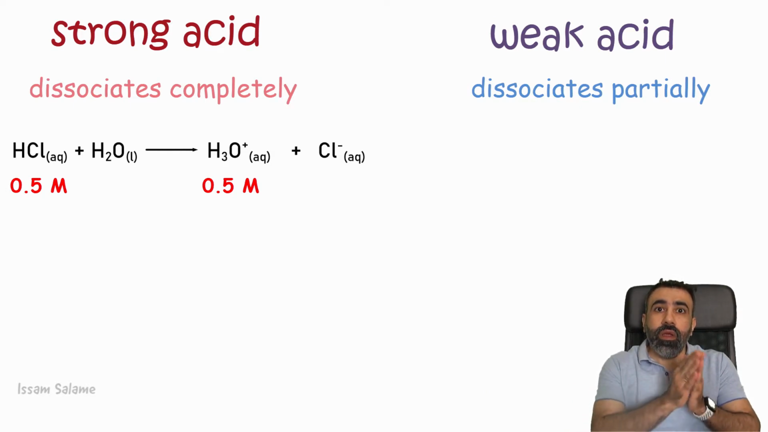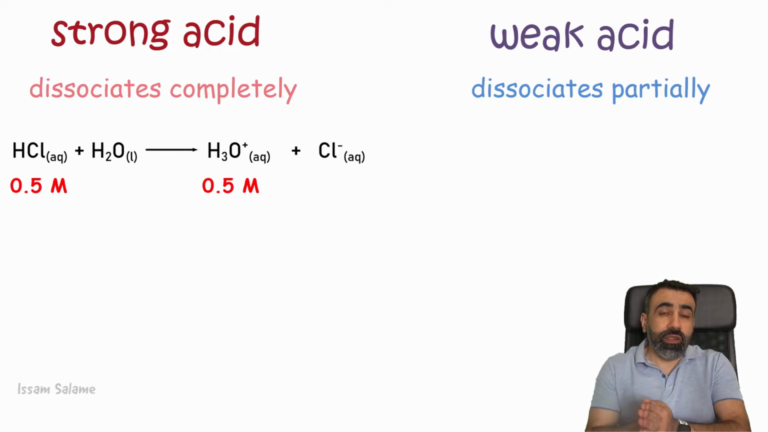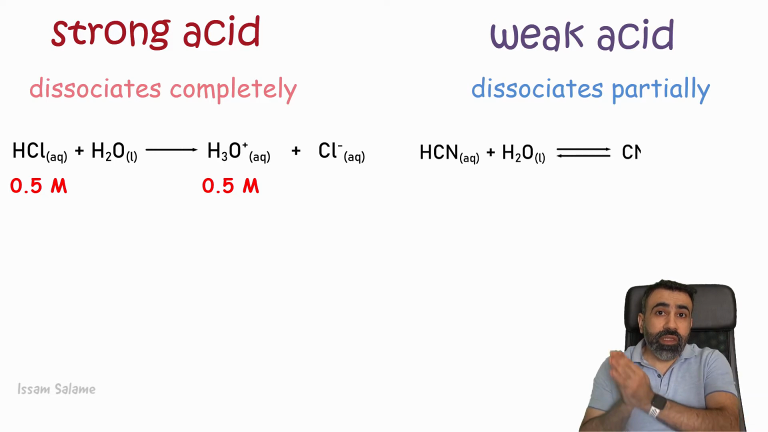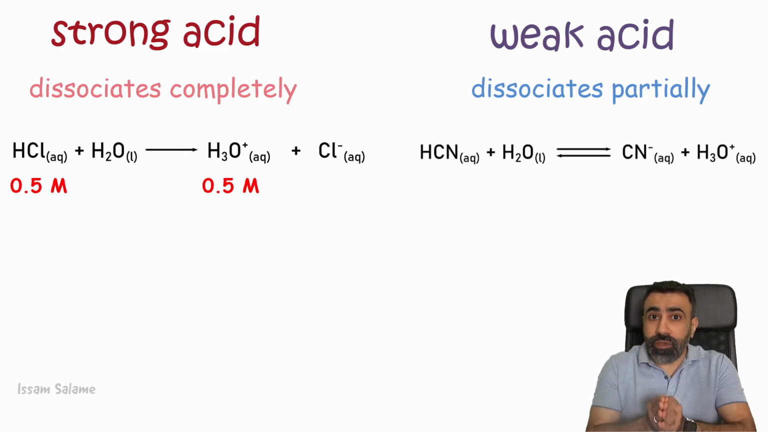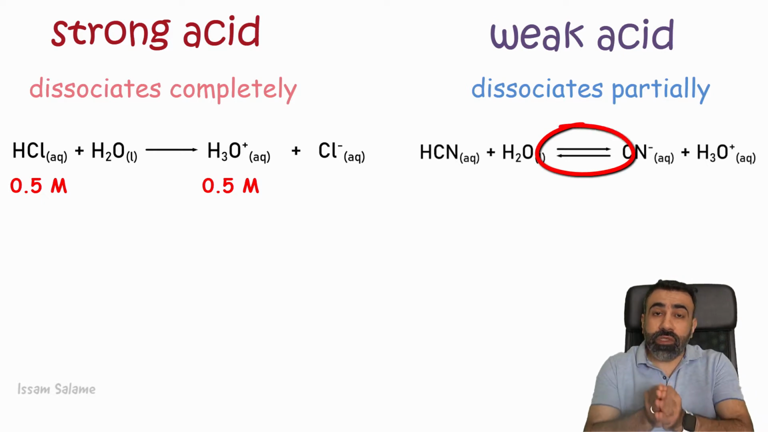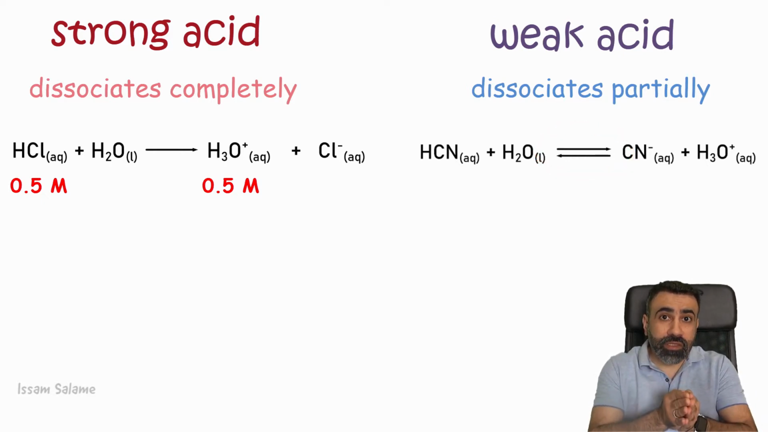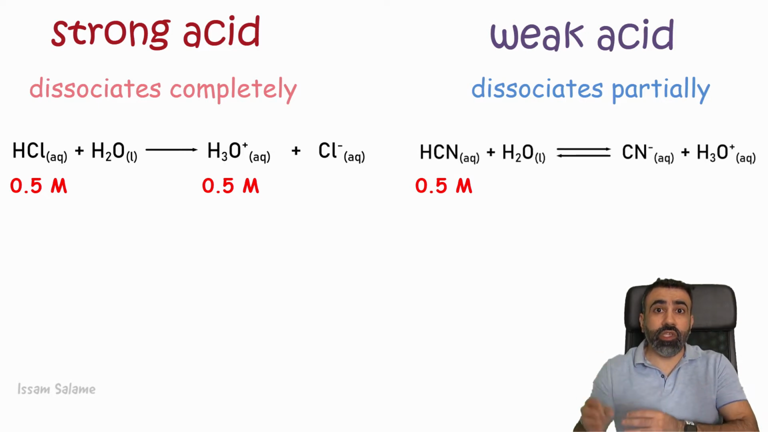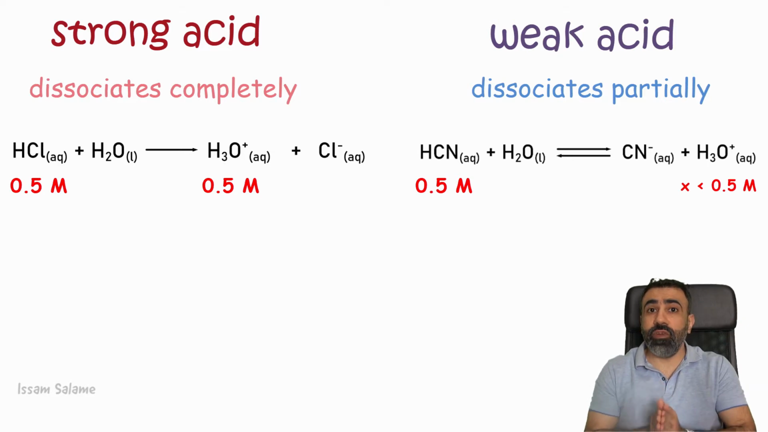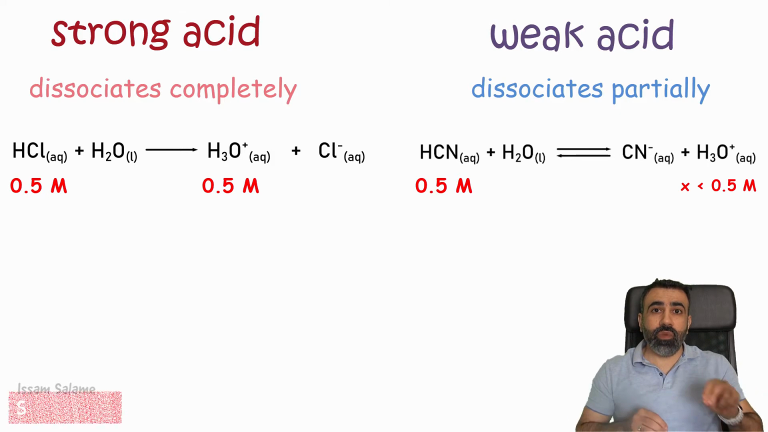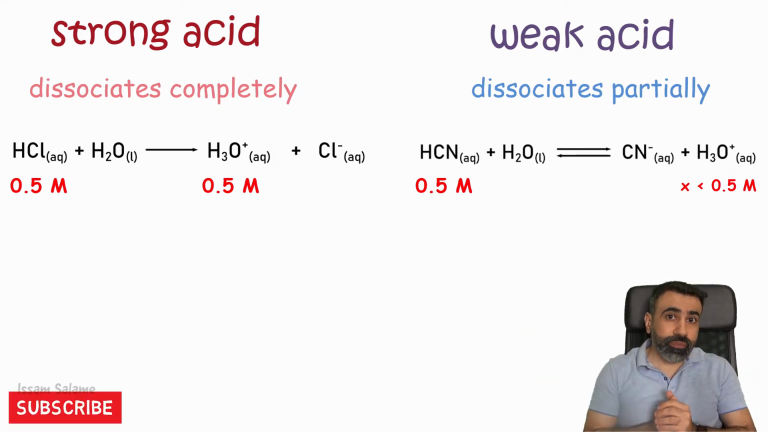While hydrocyanic acid, it's a weak acid. If we mix hydrocyanic acid with water to produce CN- and H3O+, here this chemical reaction is a reversible chemical reaction, and hydrocyanic acid will not dissociate completely. It will dissociate partially, which means that if we have 0.5 molar hydrocyanic acid, the concentration of hydronium ion is going to be less than 0.5 molar. How to calculate the concentration of hydronium ion in weak acids? That's what I'm going to cover in another video.